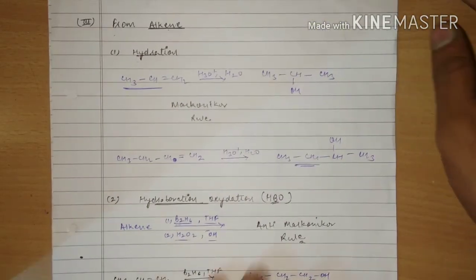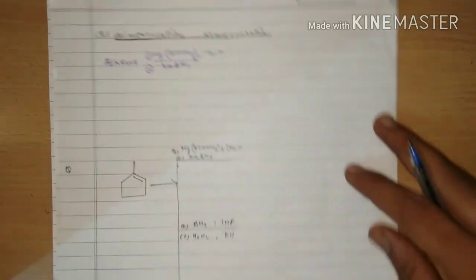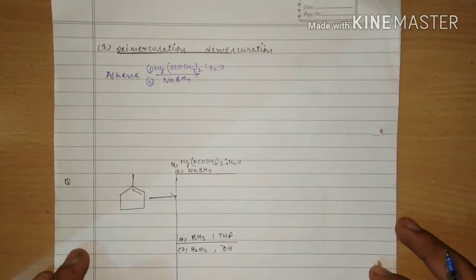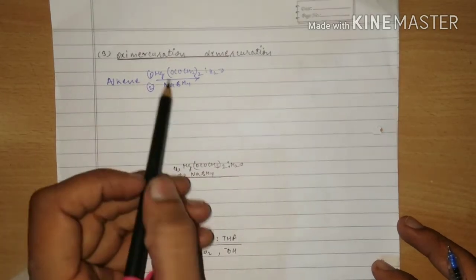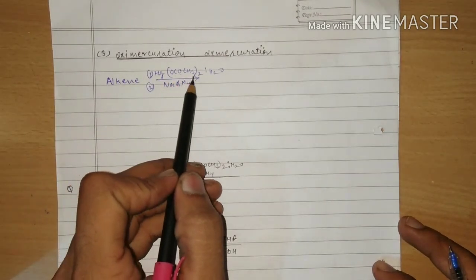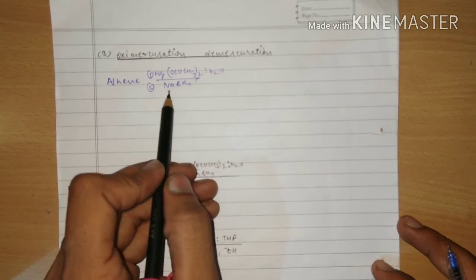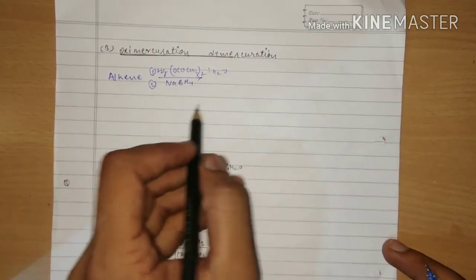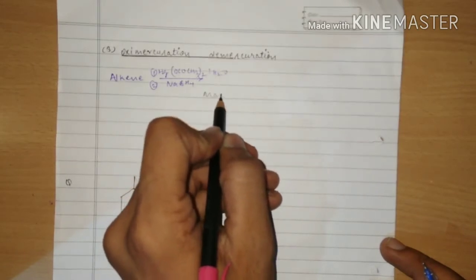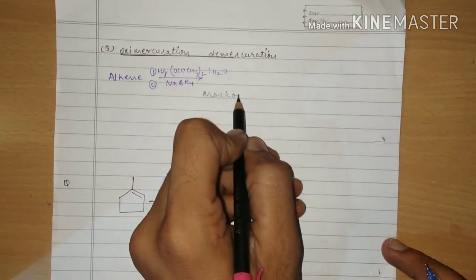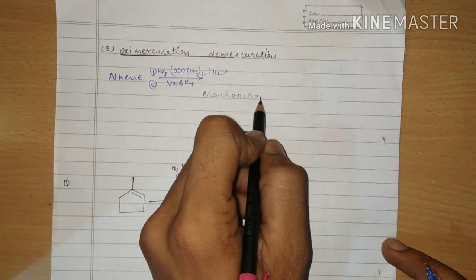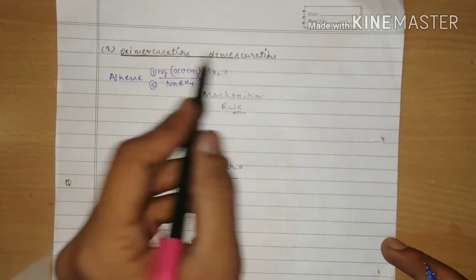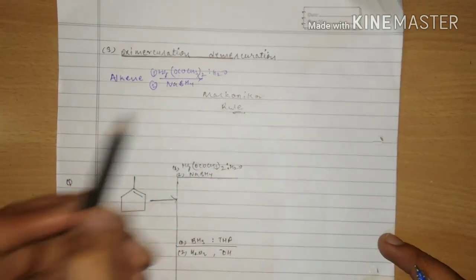Now next comes oxymercuration demercuration. In this, an alkene is reacted with Hg(OCOCH3)2 in presence of H2O, then NaBH4. This reaction follows Markovnikov rule. So in this reaction, the product is written using Markovnikov rule.